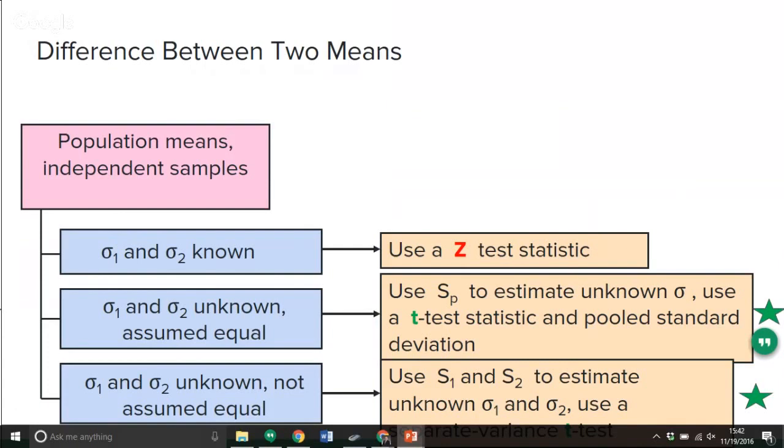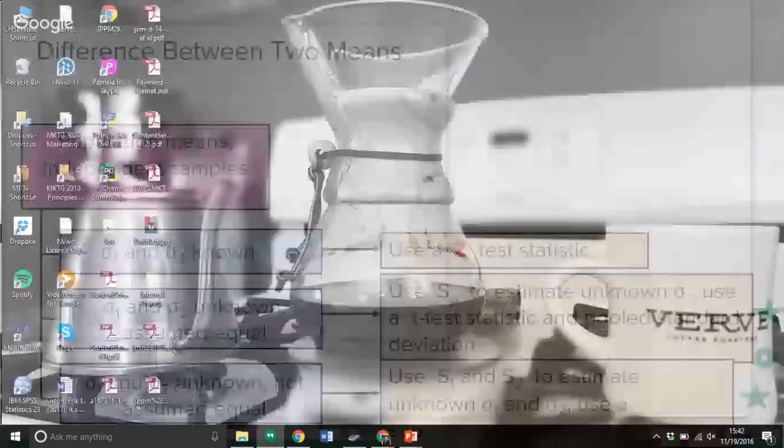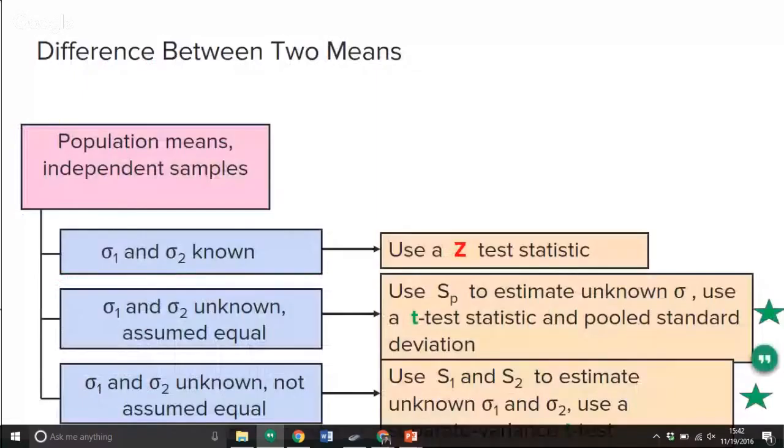Where you're looking for a difference between two means, we're with an independent sample test, okay? Again, if we know the standard deviations of the two populations, then we would use a z-test. Generally, we do not know the standard deviation. So in that instance, we would use independent sample t-test.